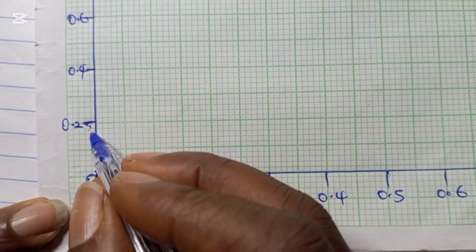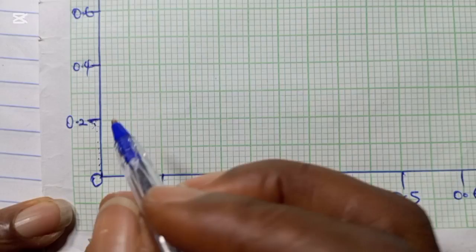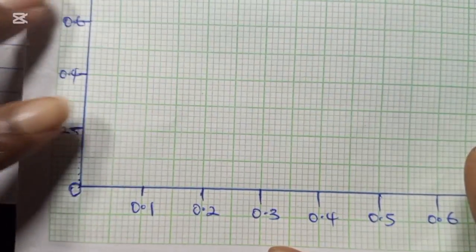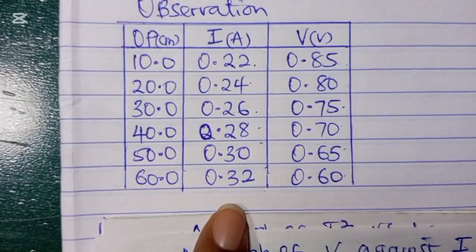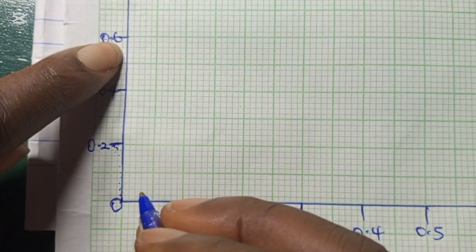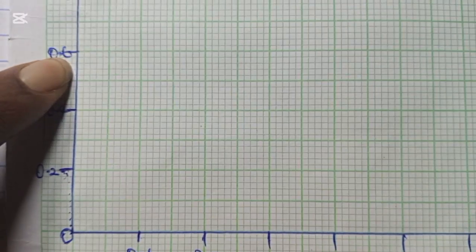0.12, 0.14, 0.16, 0.18, 0.2. Beautiful. So we can get into the graph plotting. Now look at it now. I want to plot 0.60 against 0.32. Now, for me to get 0.60, I have 0.60 here. Okay. But what is my 0.32?